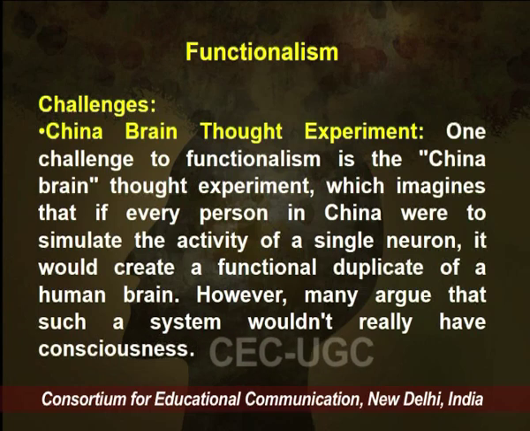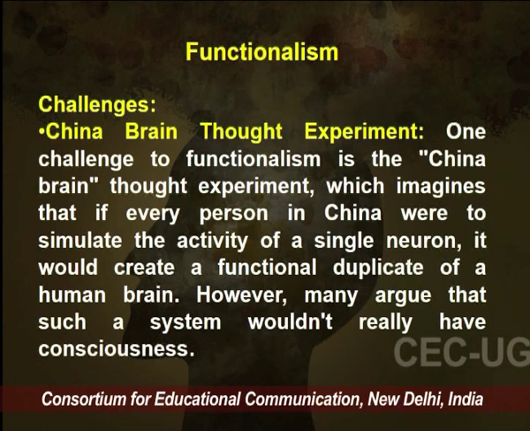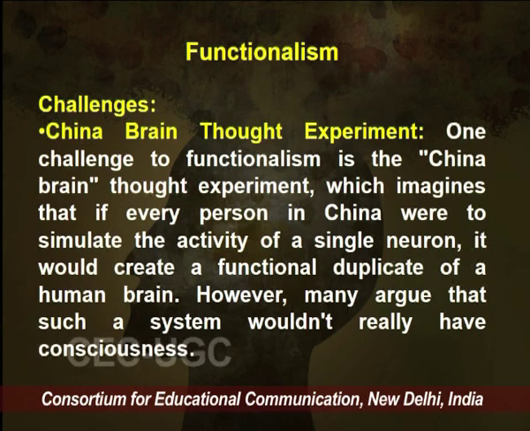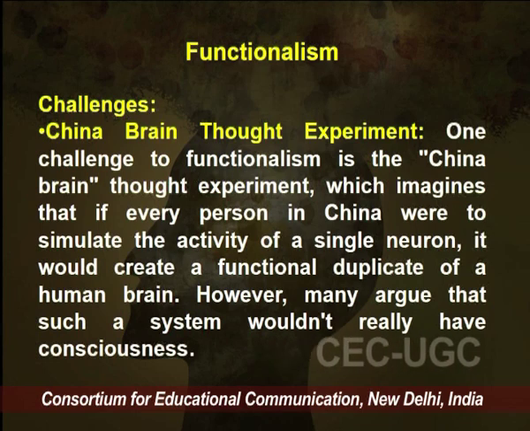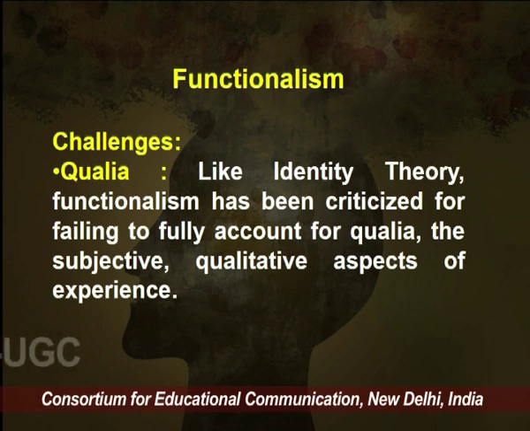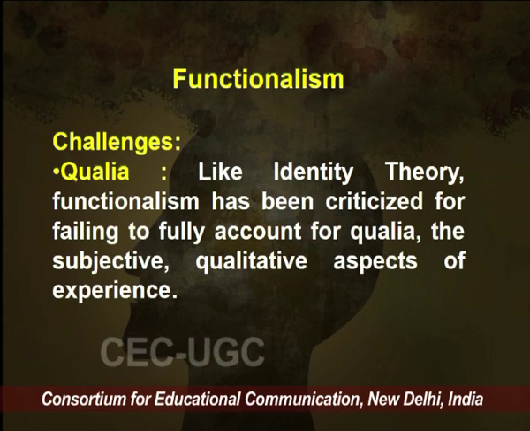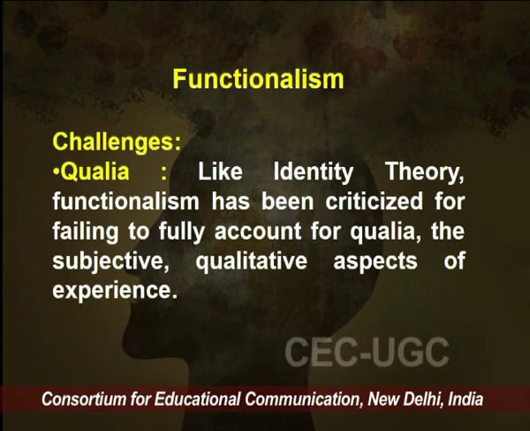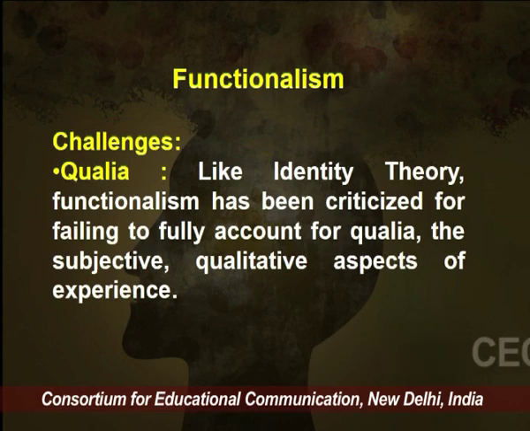The China brain thought experiment. One challenge to functionalism is the China brain thought experiment, which imagines that if every person in China were to stimulate the activity of a single neuron, it would create a functional duplicate of a human brain. However, many argue that such a system wouldn't really have consciousness. Qualia. Like identity theory, functionalism has been criticized for failing to fully account for qualia, the subjective qualitative aspects of experience.